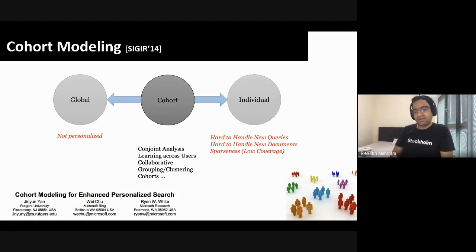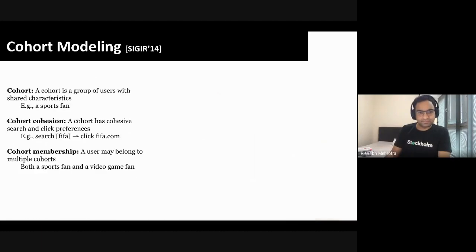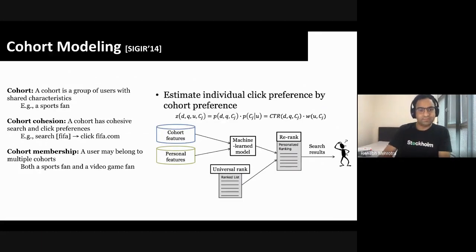Cohort is just a fancy name for user groups. So essentially what we're saying is that maybe we can look at user groups and then learn representations for some of these user groups together. There's a paper at SIGIR in 2014 from Microsoft Research and Bing people on how to do cohort modeling for better personalization. A cohort could be defined as a group of users which has shared characteristics, like these users are sports fans, so maybe I'll do search re-ranking based on whether or not the user is a sports fan.